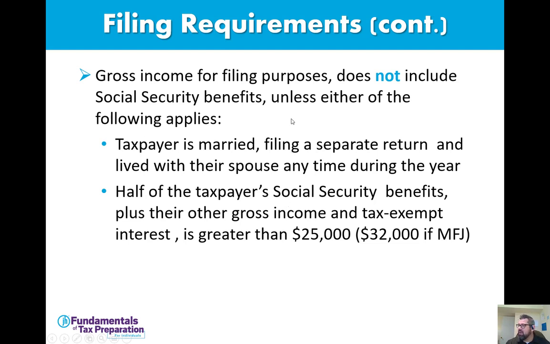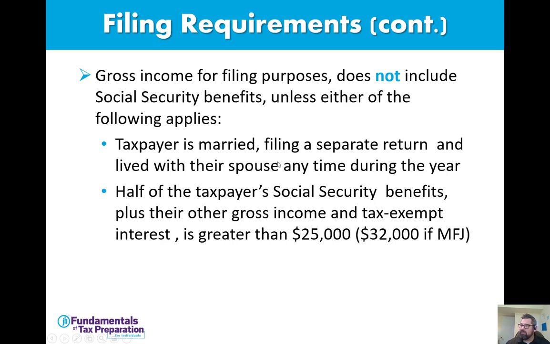Gross income for filing purposes does not include Social Security benefits unless either of the following applies. The taxpayer is married, filing a separate return, and lived with their spouse at any time during the year, or half of the taxpayer's Social Security benefits plus their other gross income and tax-exempt interest are greater than $25,000 for a single individual or $32,000 for married filing jointly. Okay, so those are the times when Social Security benefits are included in gross income.